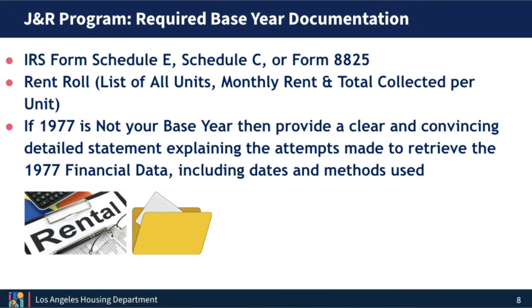Required base year documentation. IRS Form Schedule E, Schedule C, or Form 8825. Rent roll, list of all units, monthly rent, and total collected per unit. If 1977 is not your base year, then provide a clear and convincing detailed statement explaining the attempts made to retrieve the 1977 financial data, including dates and methods used.